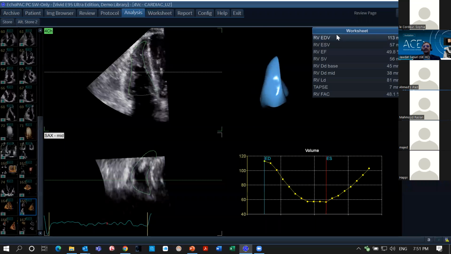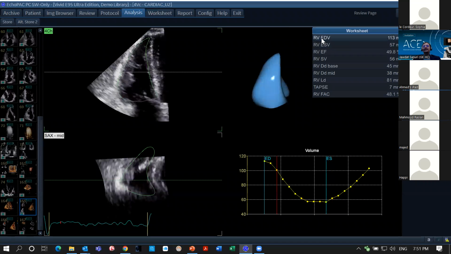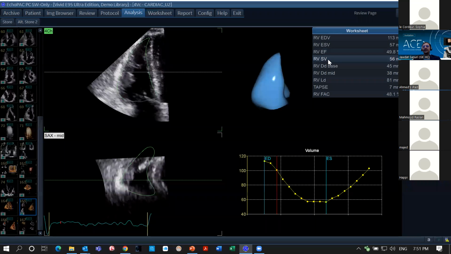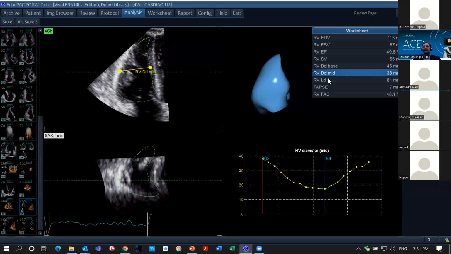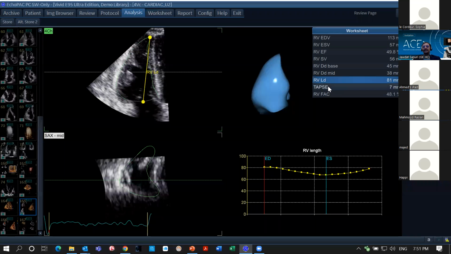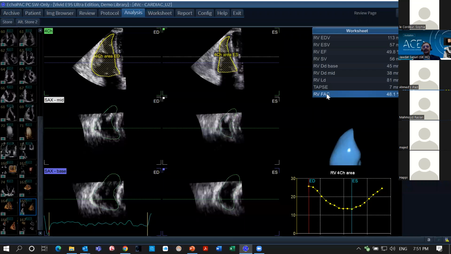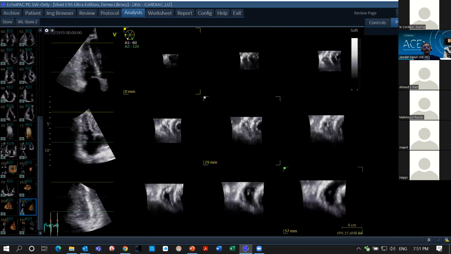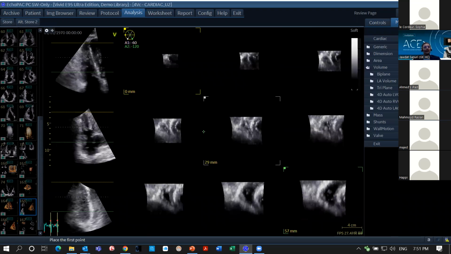an overpressured RV, then you can see here end-diastolic volume, end-systolic volume, ejection fraction, stroke volume, diameters at base, at mid, length, TAPSE, and even fractional area change for the RV. Most importantly, again, now we have for the first time the volume, end-diastolic and end-systolic volume of the RV. And of course, this is a validated tool. So this is one example in terms of RV.